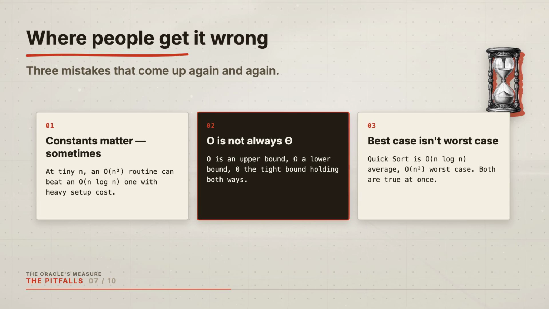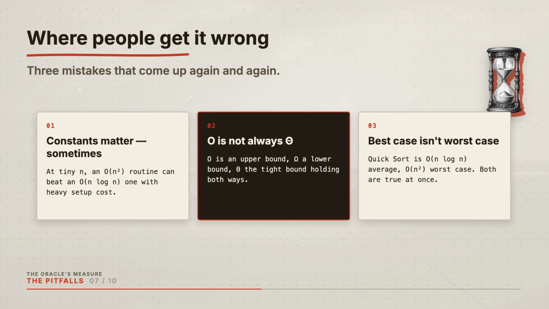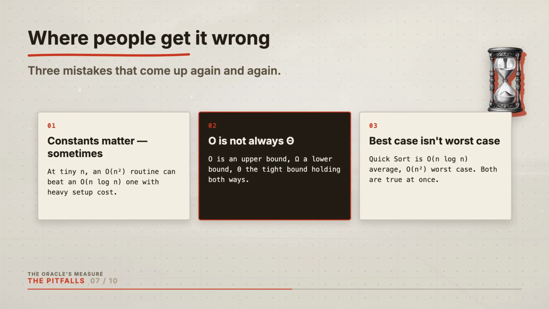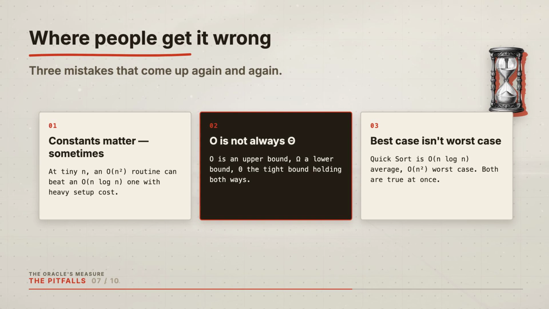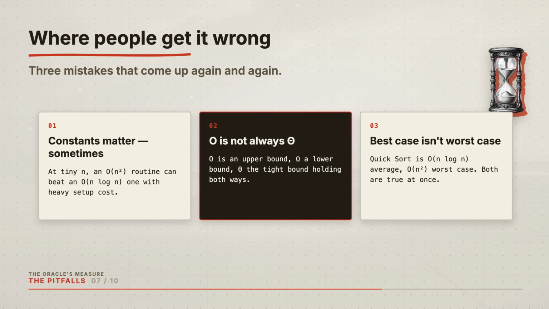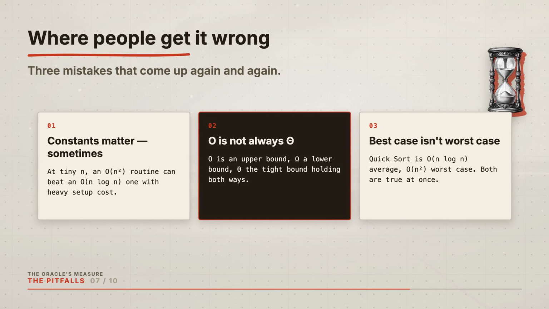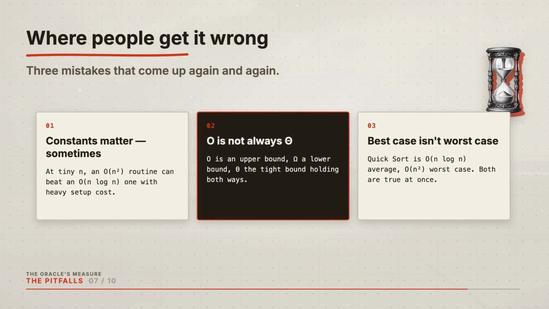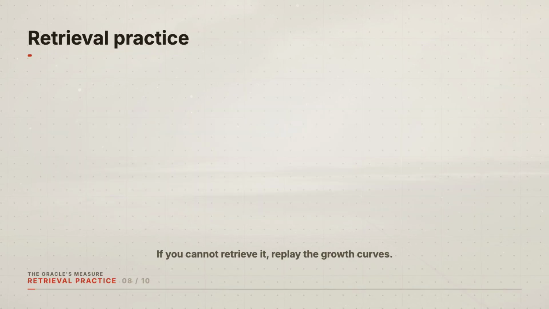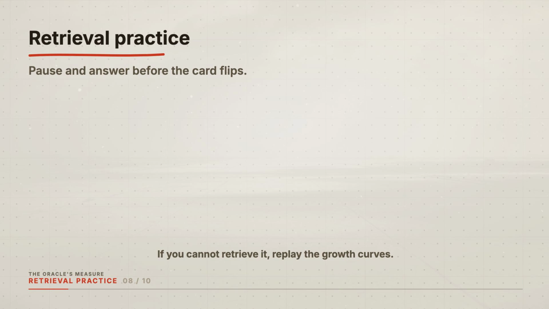Second, people say O when they mean Θ. Big O is an upper bound, big omega is a lower bound, and big theta is the tight bound that holds both ways. Third, best case and worst case are a different axis entirely. Quicksort is O(n log n) on average, but O(n²) in the worst case, and both statements can be true at once. Retrieval practice. Pause on each prompt if you need to.